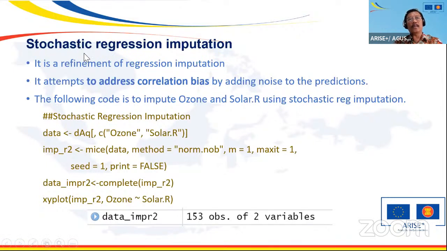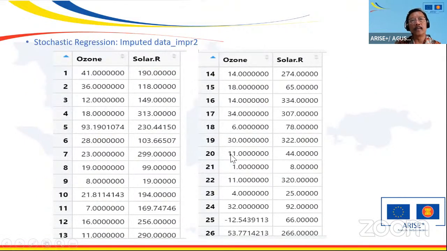In stochastic regression, they incorporate the error term in it, so it becomes stochastic. The regression is no longer a straight line. Here is the function, method equal to norm.nob. And nob, the b is bias. I forgot the extension. And let's see what happens if we do this.